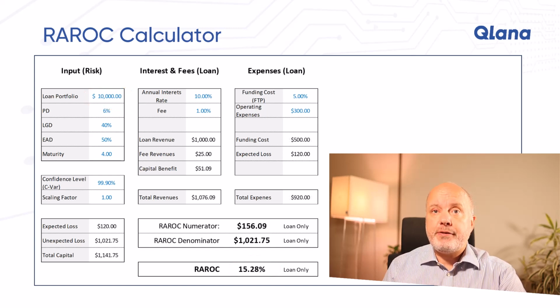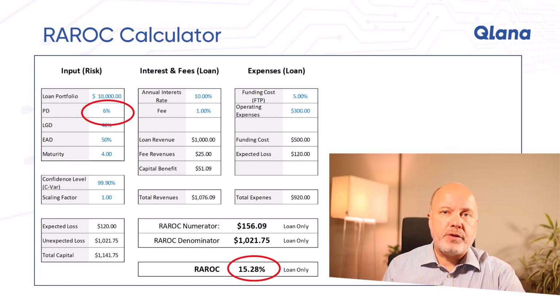We can also see the effects of an increase in the risk of an exposure. This is expressed in the probability of default. Our initial loan had a 5% probability of default, resulting in a RAROC of 17.93%. If we increase the probability of default to 6%, the RAROC goes down by 2.6% to 15.3%. You can see the significant effect a change in risk profile can have on the profitability.